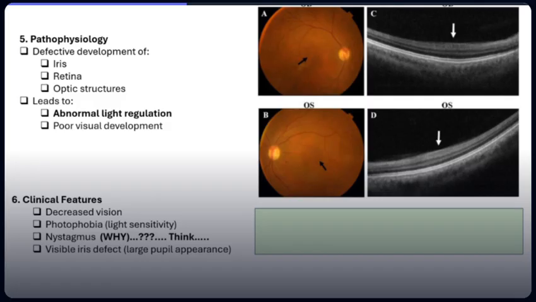Without the iris to regulate photon flux, the retina is perpetually overwhelmed by light, creating the intense photophobia we observe, alongside the profound visual impairment resulting from these combined structural deficits.